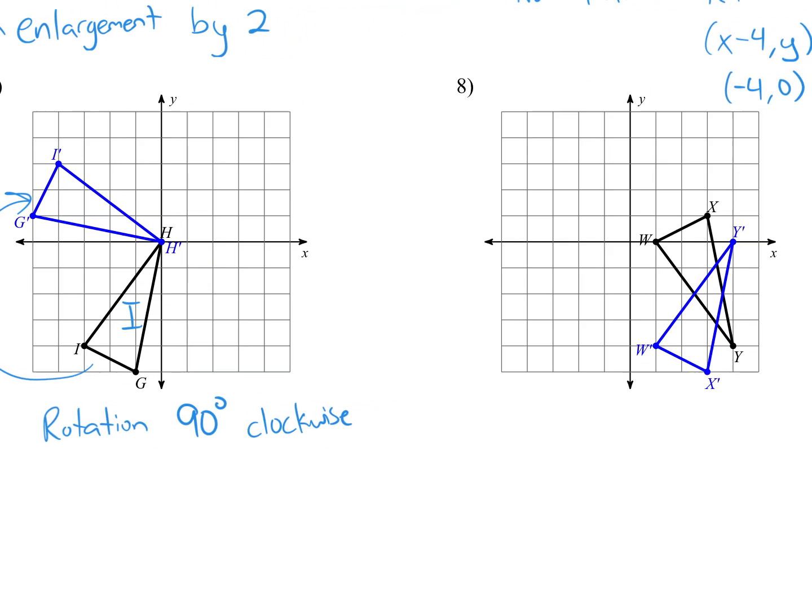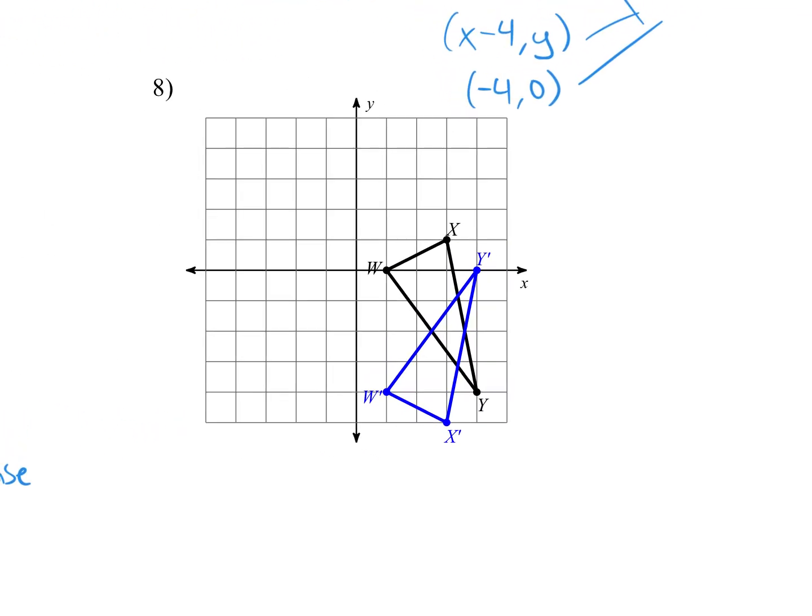Okay, last one, number 8. What transformation's happening? Reflection, right? It's the only one we haven't used yet. Reflection. How do we figure out the rule for reflections? We need to find the line of reflection, right? Find an old and a new point. I'm just going to pick W. How far apart are W and W prime? They're 4 apart. Well, what's half of 4? 2. So we need to find the middle here.